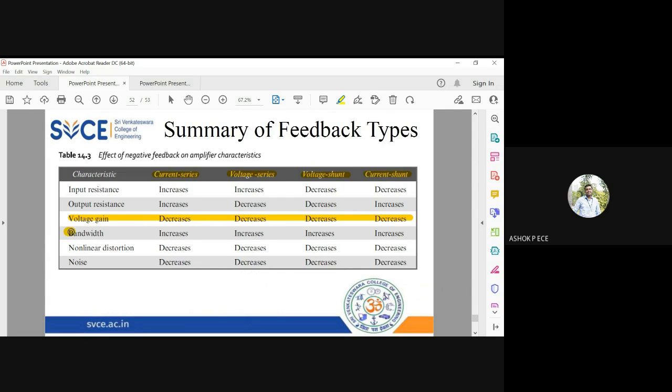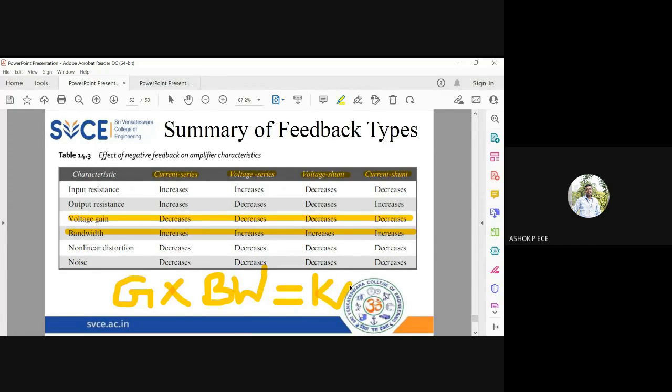And bandwidth also, you see, whenever voltage gain is reducing, bandwidth will increase, because I told you the gain bandwidth product for any amplifier is going to be constant. So whenever you're considering any amplifier, when you multiply gain and bandwidth, it will always be constant. That's why when gain is decreasing, bandwidth will increase, so that this product is always a constant.